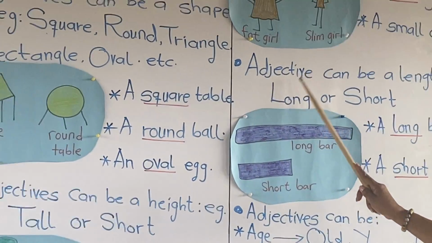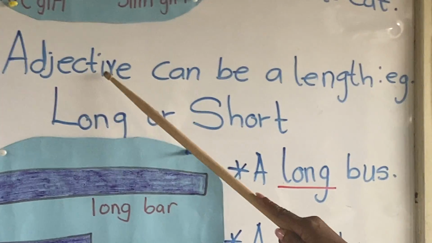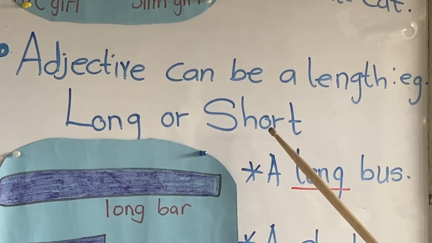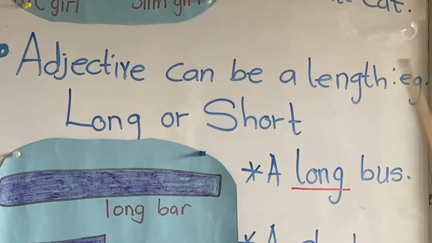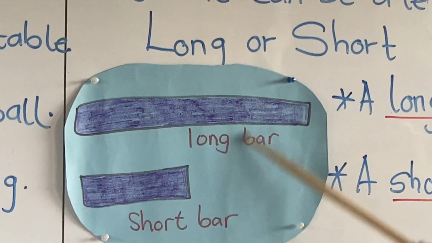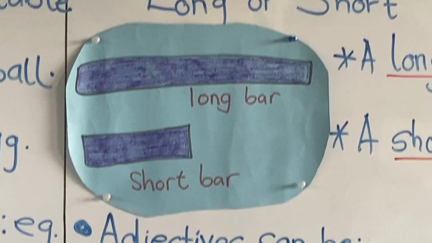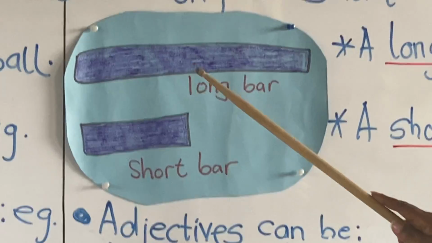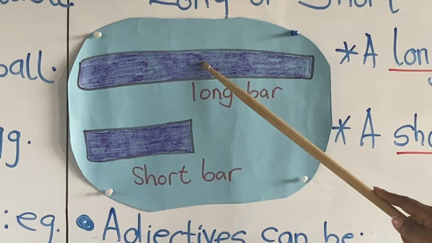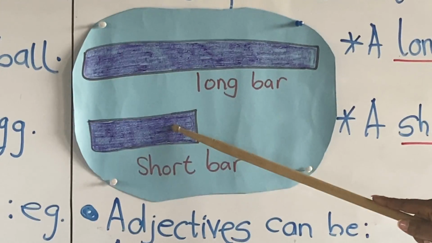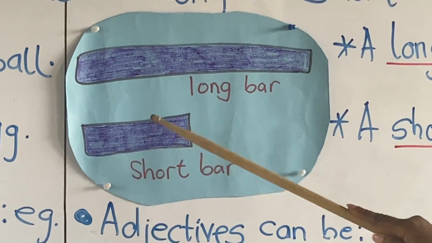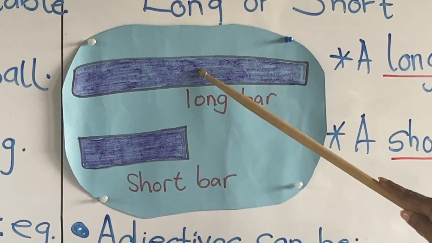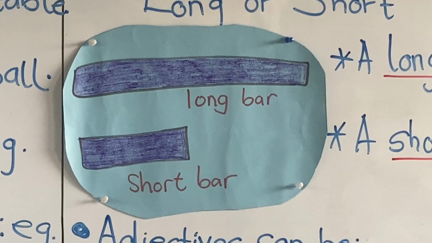Adjective can be a length. Example, long or short. Let's look at these two objects here. One is longer than the other. So when you are asked to point to the long bar, you point to this bar because this bar is longer than this bar. When you are asked to point to the short bar, you point to this and not this because this is shorter than the top bar. So long and short are adjectives.